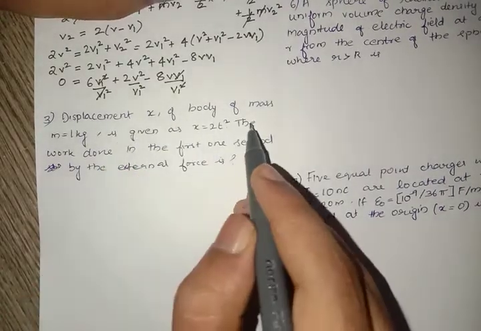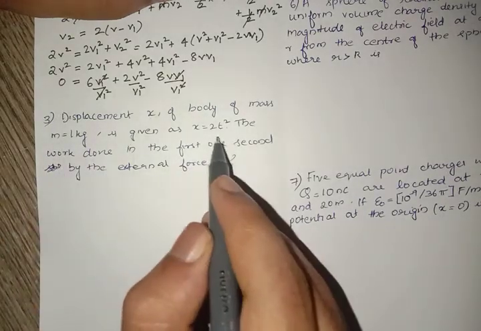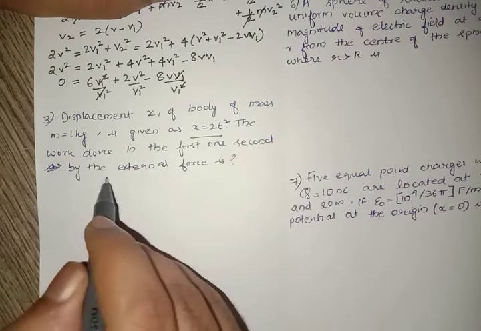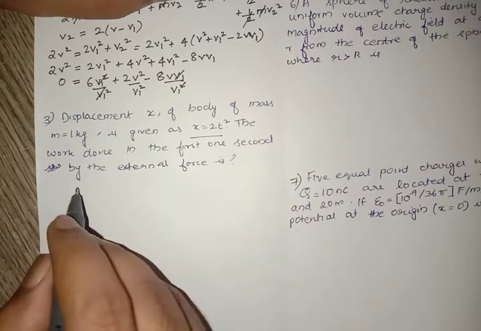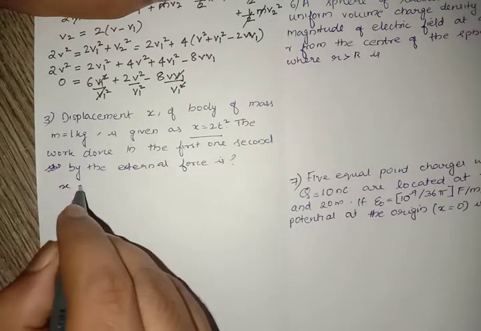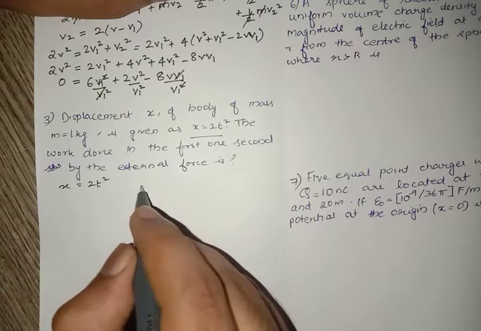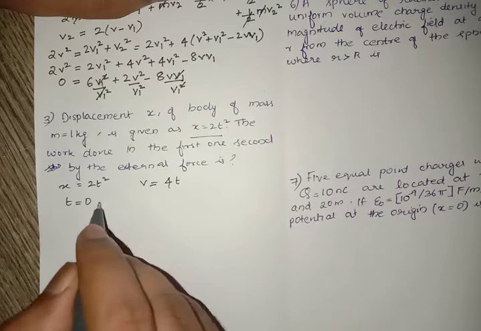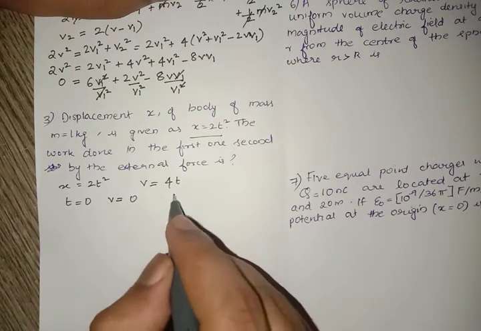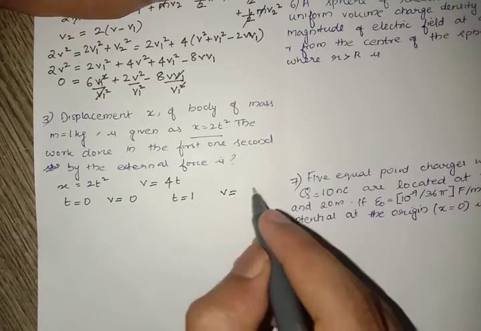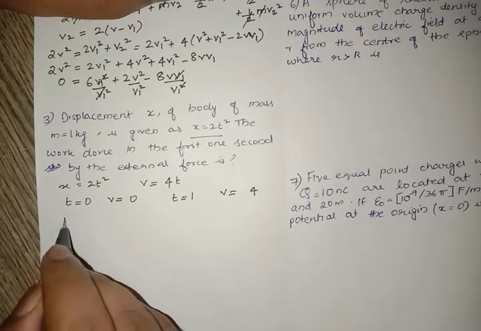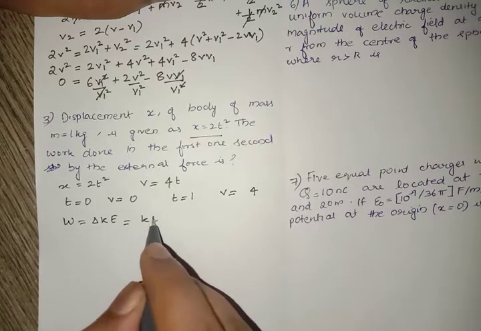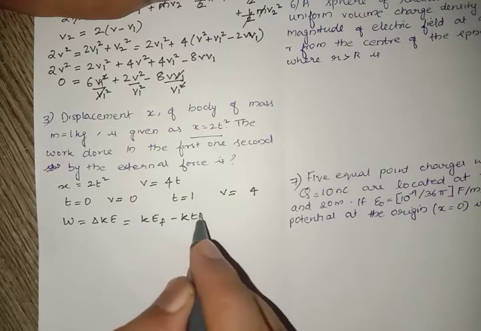Displacement x of a body of mass 1 kg is given as x is equal to 2t squared. The work done in the first 1 second by the external force is equal to. We are given x is equal to 2t squared, so v is equal to 4t. For t is equal to 0, v is equal to 0, and for t is equal to 1, v is equal to 4. Work is equal to change in kinetic energy, which is equal to KEF minus KEI.